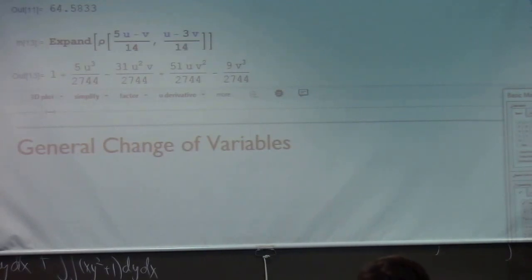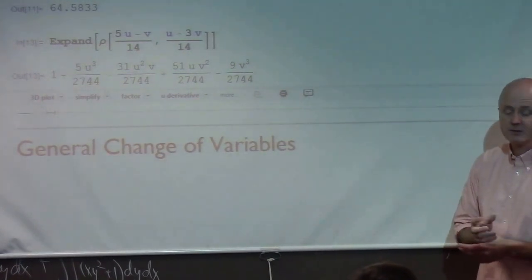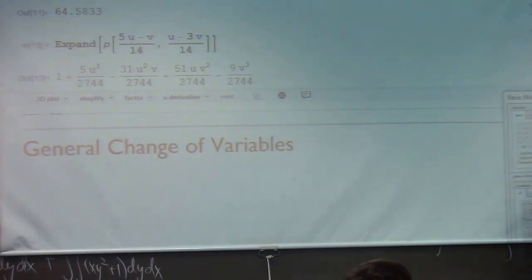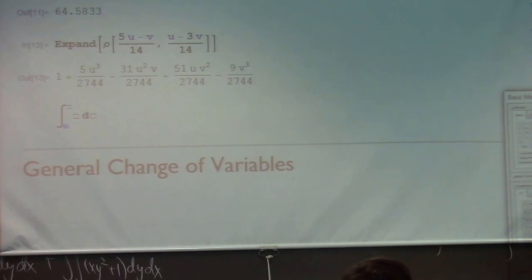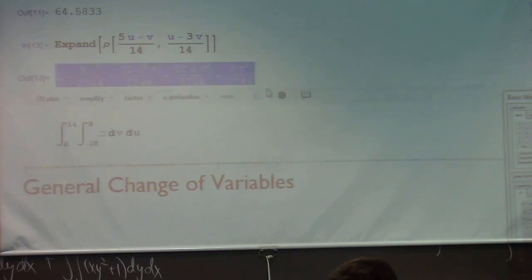What do you think? Do you think if we integrate this function, where u goes from 0 to 14 and v goes from negative 28 to 0, we're going to get the right answer? Got a guess? You might be thinking, well, isn't that what I've been trying to do the entire time? Let's try it here. u goes from 0 to 14. v goes from negative 28 to 0. Again, I could switch the order of integration as I'm doing it here now. The inner integral is going to be dv, the outer integral is going to be du. I'll just copy and paste this in here.